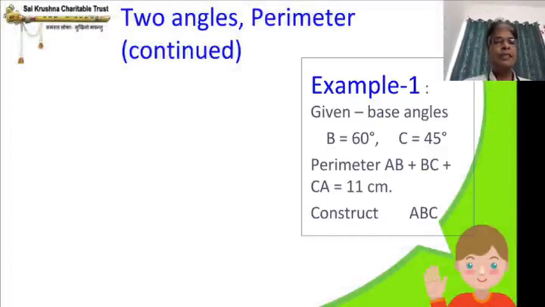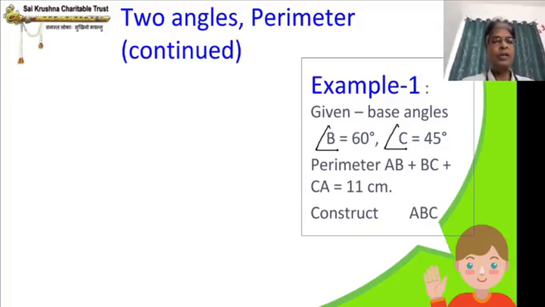Given base angles, angle B is 60 degrees, angle C is 45 degrees. So both base angles are given. AB plus BC plus CA equals 11 centimeters. Construct triangle ABC. So these are the given dimensions.